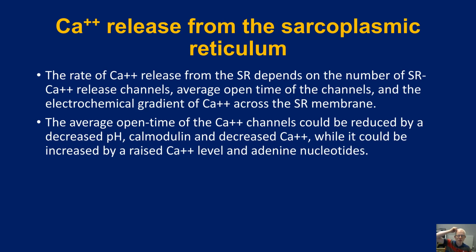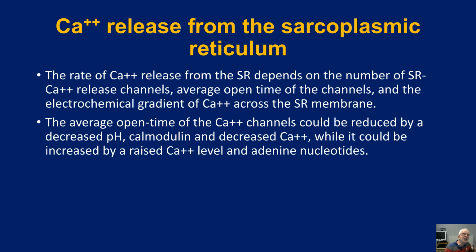So the average open time of the calcium channels could be reduced. Why? Well, you could reduce it by decreased pH. If pH falls, we've got more hydrogen ions and more ammonia, and that has a direct action on the release channels, so they're not open for a long period of time. You can increase it by perhaps making the cell more alkaline. But the average time is absolutely a fatigue component.